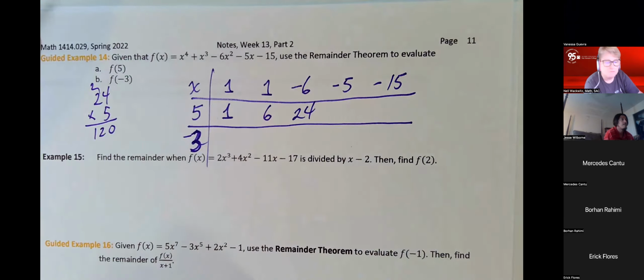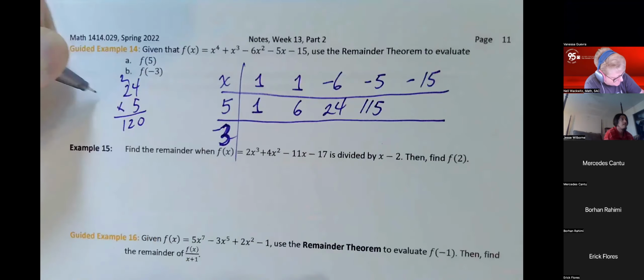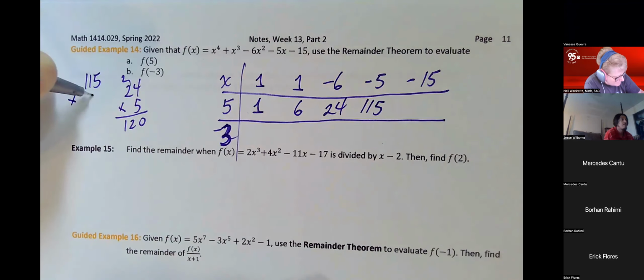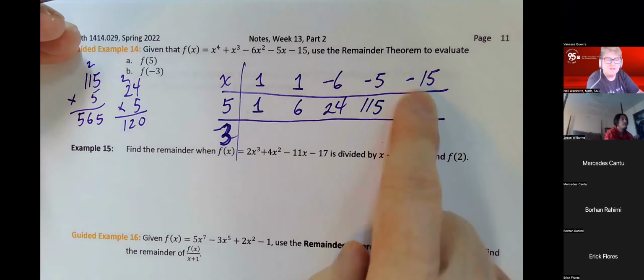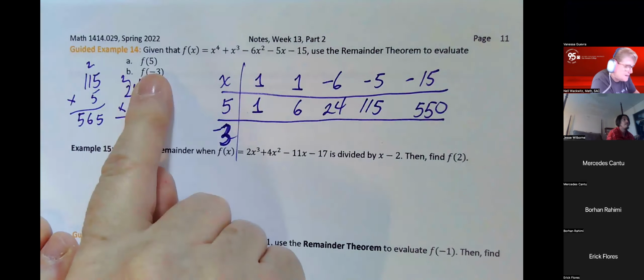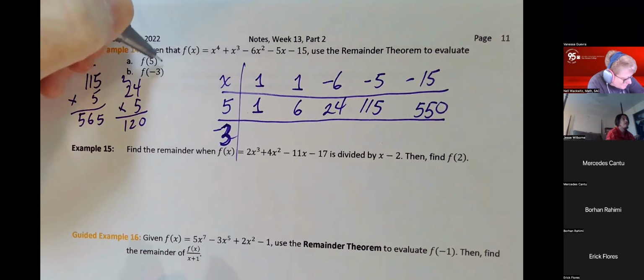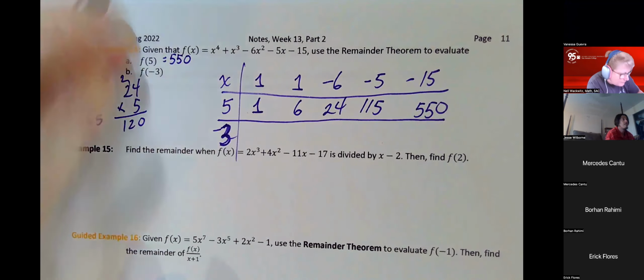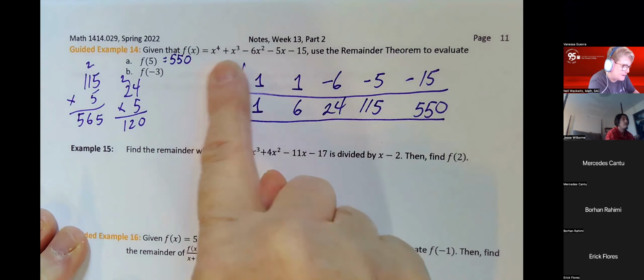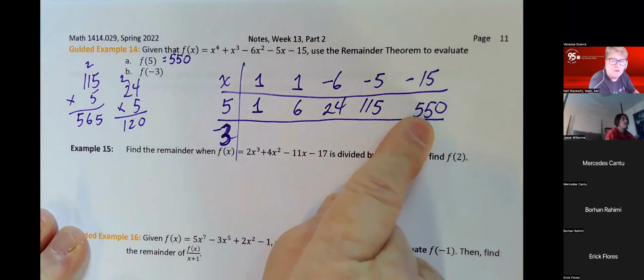120 minus 5, 115. Let's see, 115 times 5 is 575 minus 15, 560. So what is f of 5? 550. Good. And that means if we divided f of x by x minus 5, we would also have a remainder of 550.